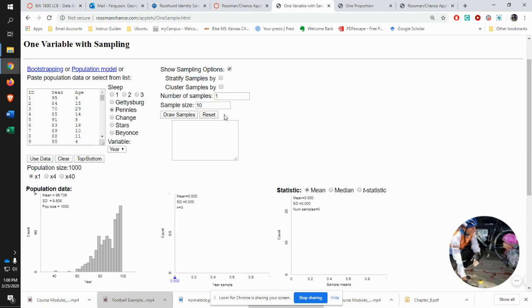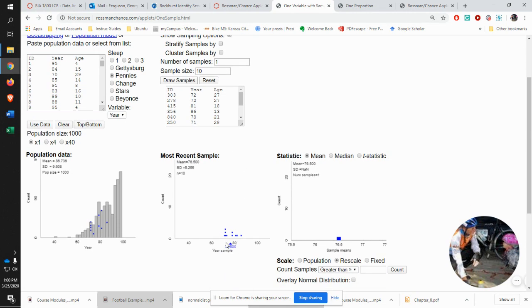So we're going to start looking at the sampling options. Each time we're going to pull one sample of 10 pennies to see what the spread of the years is on those 10 pennies. We draw a sample, and you can see in the data plot the years that we got. There's each and every penny, and there's the mean of that sample. Right now the mean is 1976, and the standard deviation is 5.